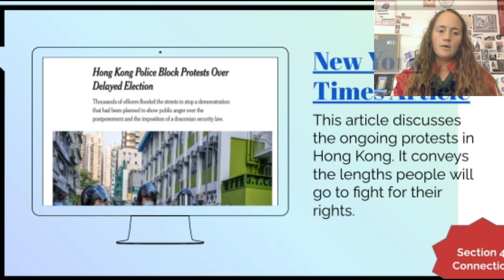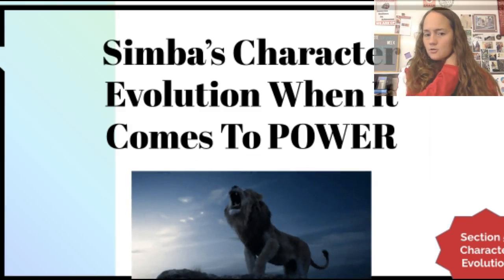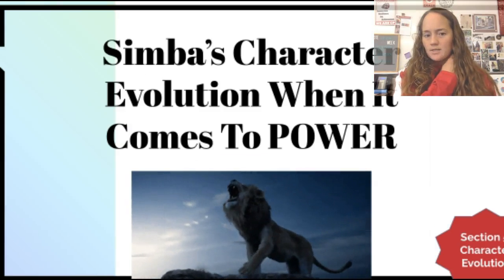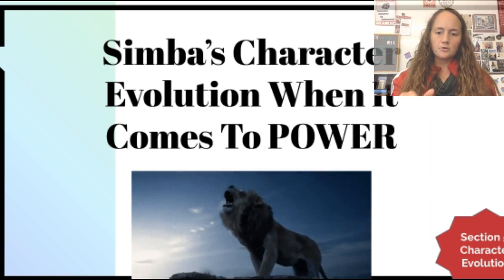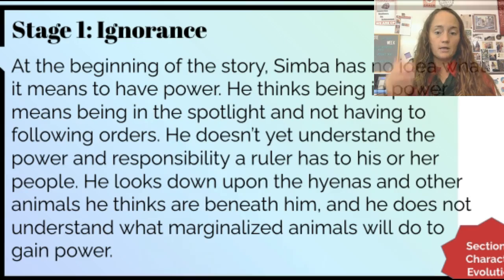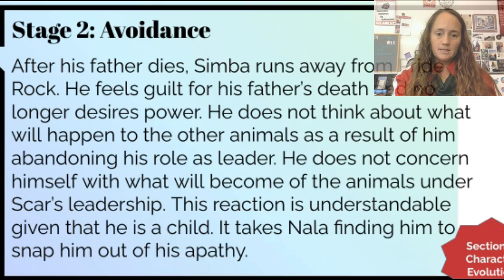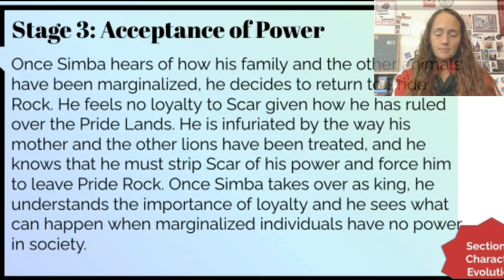All right. Now, the character development, I also had some questions on this. A big thing with character development is you want to make sure you're picking one character and you're tracing how they evolve in terms of the big idea or theme. So in my case, my theme was circled around power. So I traced the development of Simba in relation to power. I named the stages, so I named it ignorance, avoidance, and acceptance of power.